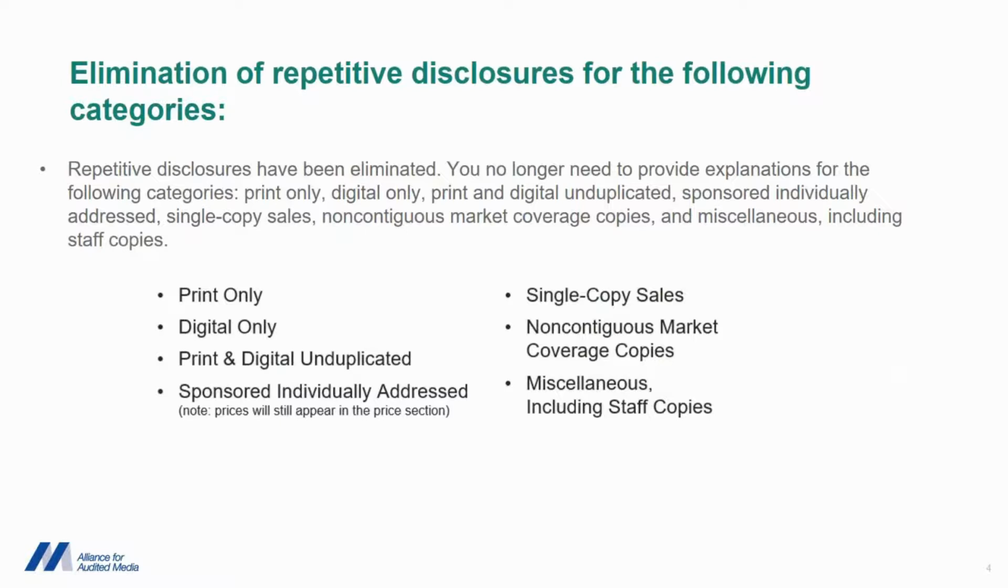The other change that occurred is that we're getting rid of repetitive disclosures that are found in the explanatory section, such as the definition for print only and the definition for digital only. Those explanatories for print only, print and digital unduplicated, single copy sales, miscellaneous, and so forth have been removed because they're pretty much self-explanatory. You know what print only is, you know what single copy sales are, so there really is no need to define those in an explanatory section.